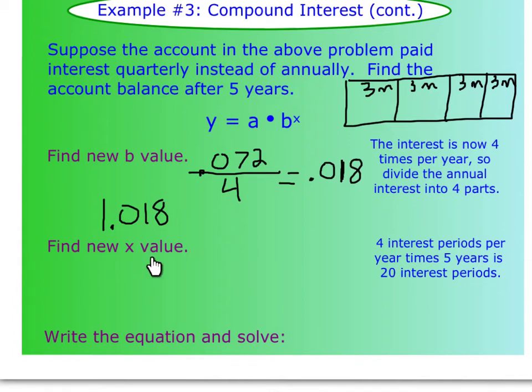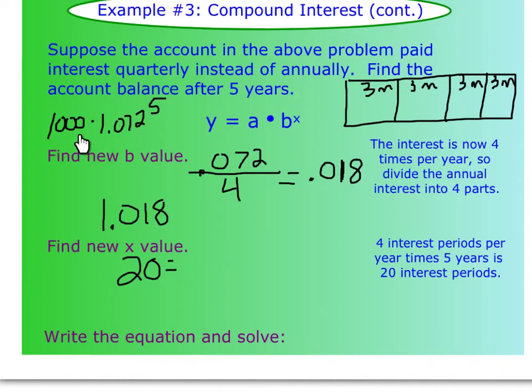My new X value is going to be different also, and it's explained right here. 4 interest periods per year. So this is 1 year, but we have 5 years. So 4, 8, 12, 16, 20. We have 5 of these. So what you have to do is multiply the 5 by 4 because that ends up with 20. There's 20 quarters in 5 years, so we have to use a 20. That will equal X. Here's our old equation.